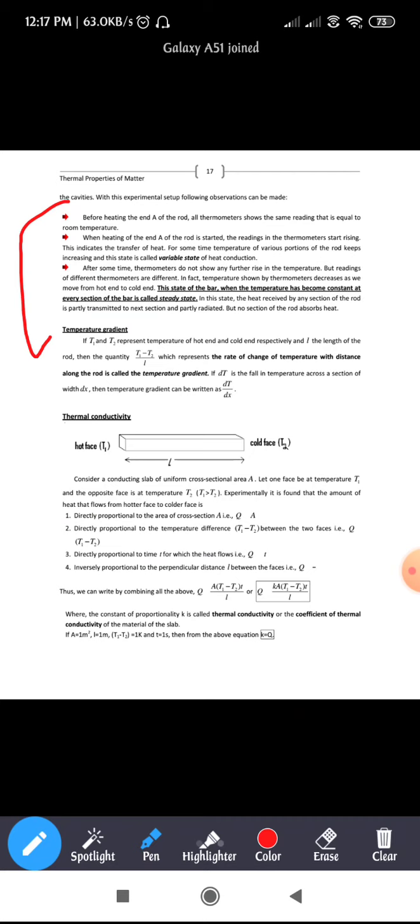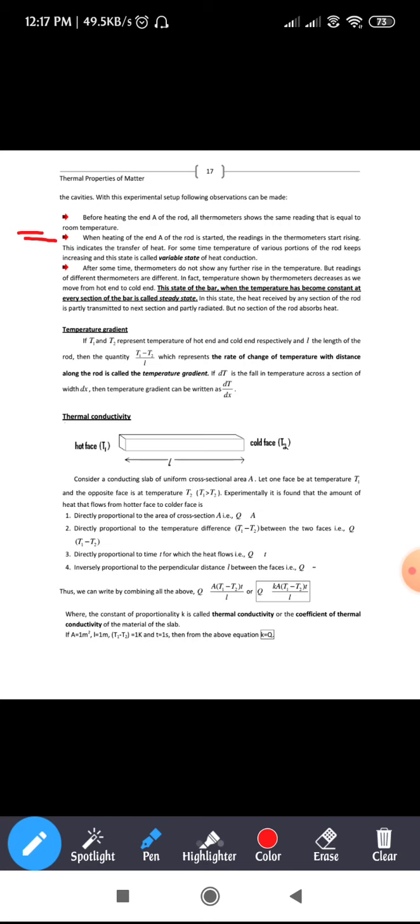The first observation is that before heating the end A of the rod, all the thermometers show the same reading, equal to room temperature. So before subjecting the end A of the rod to the steam bath, all the thermometers placed in the cavities of the rod read the same temperature, which is equal to the room temperature.